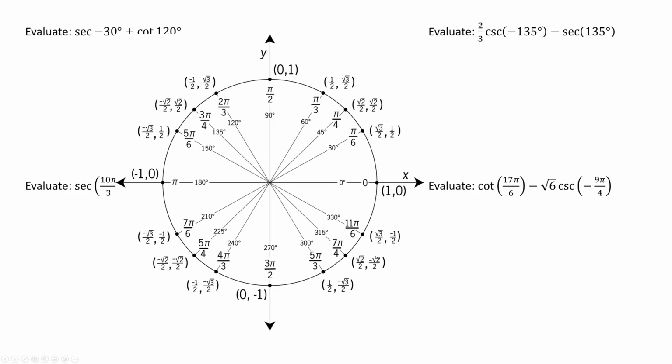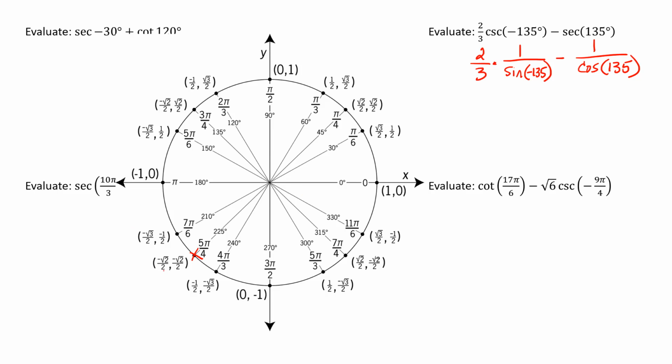Okay, let's look at the other two. We've got 2/3 cosecant negative 135 minus secant 135. So that's 2/3 times 1 over sine negative 135 minus 1 over cosine 135. So we're looking at negative 135. So we're starting at 0. We're going to go clockwise 90 plus another 35, which puts us right here.